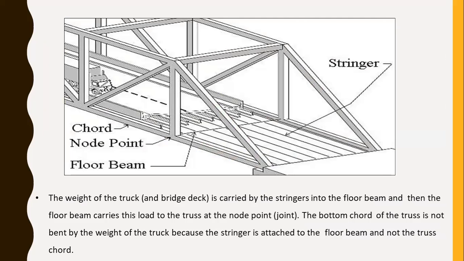Here there is an example given, right? These are the stringers, these are the nodal points, and these all are floor beams. So the weight of the truck is carried by the stringers into the floor beam, right? Then the floor beam carries the load to the truss at this node point, right? So the bottom chord of the truss is not bent by the weight of the truck because the stringer is attached to the floor beam and not the truss chord, right?